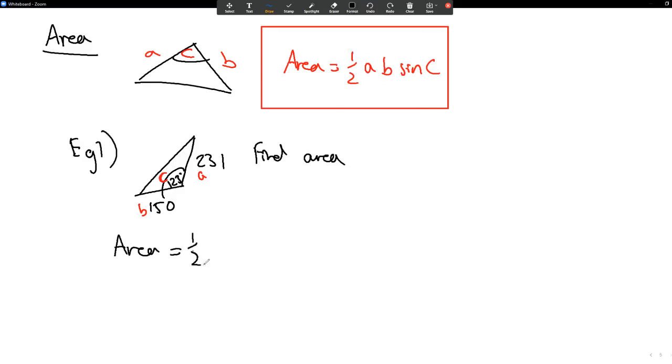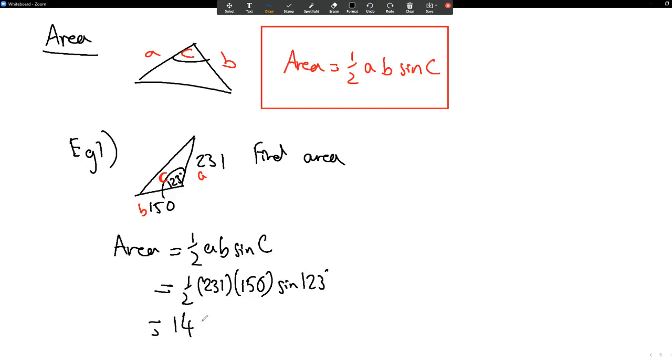Let's write it down first of all. And now let's fill in our values. So we have A as 231, B as 150, and C as 123. And that will give us a half times 231 times 150 times sine 123, an area of 14,530. And remember, if these were in meters, for example, this would be in meters squared because it's the area.